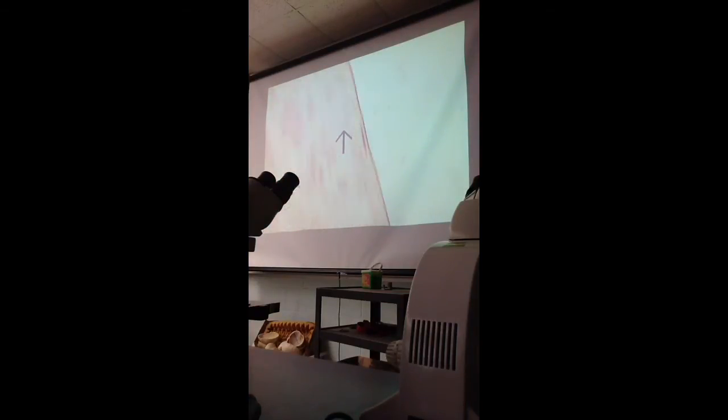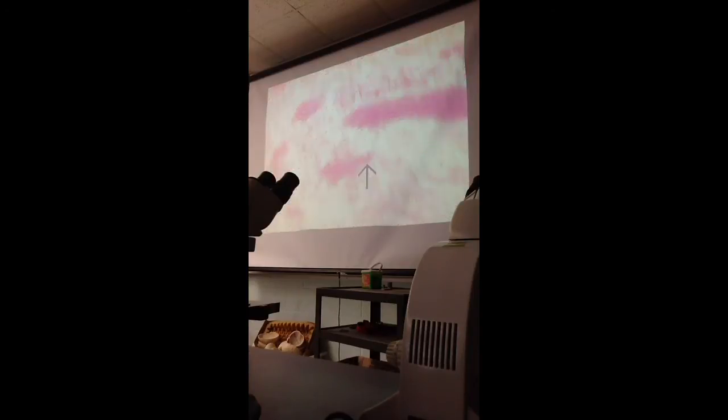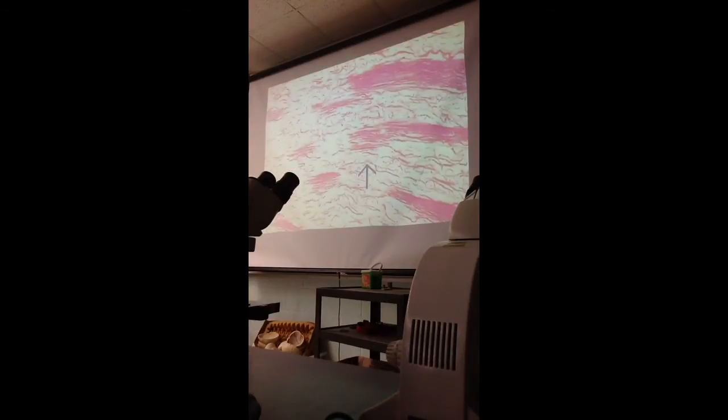So make sure you identify these structures: glomeruli or the renal corpuscles in the cortex, and the peritubular capillaries or the tubules in the medullary pyramids. Any questions on this slide?